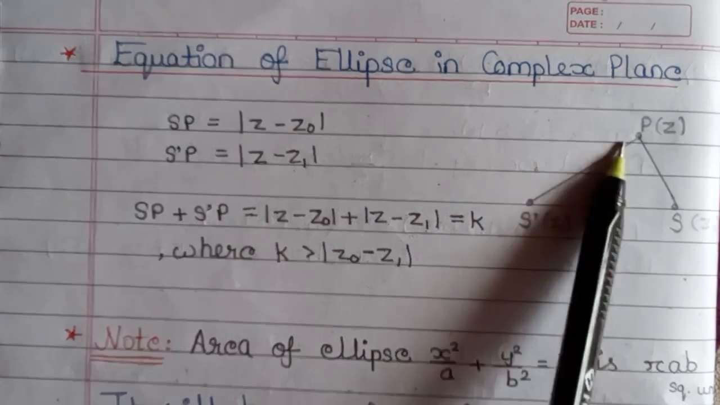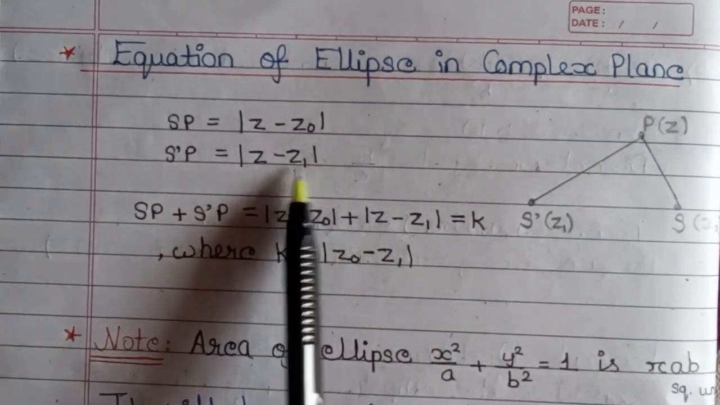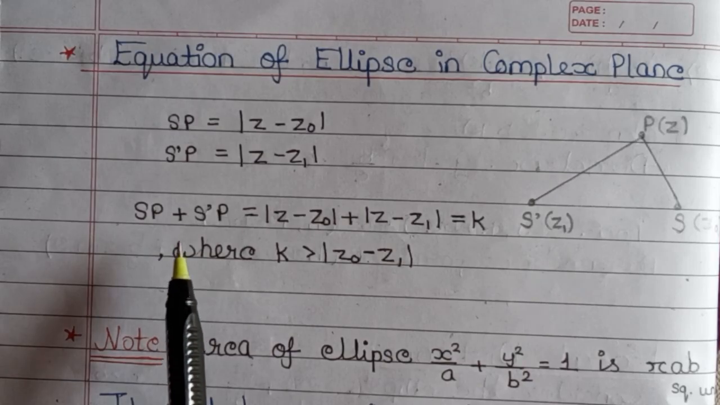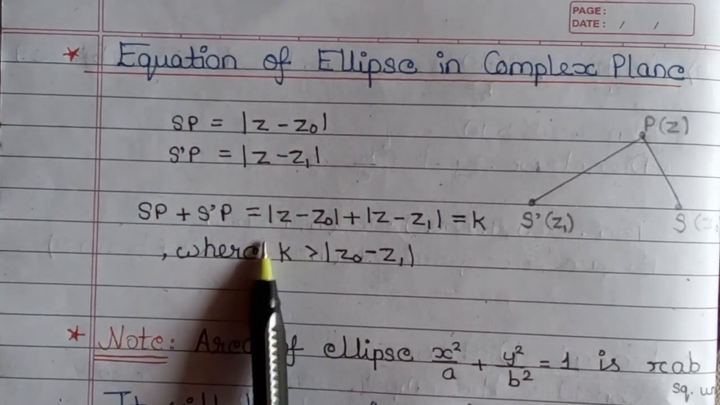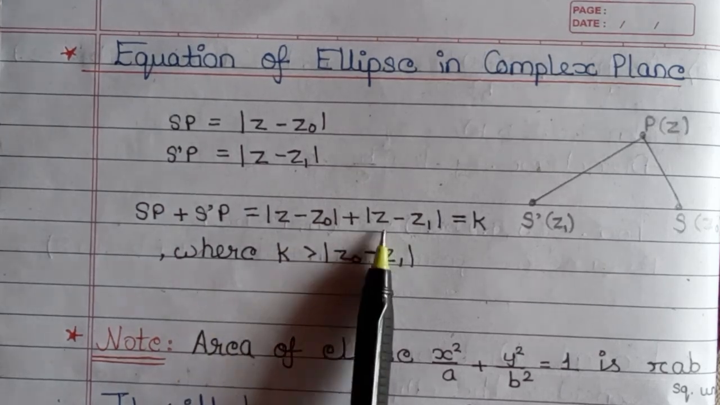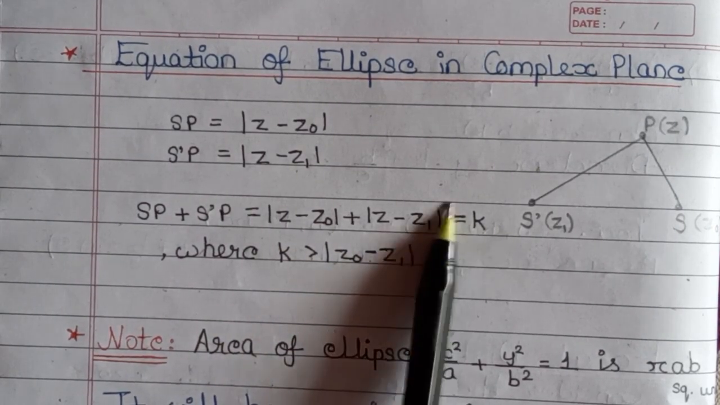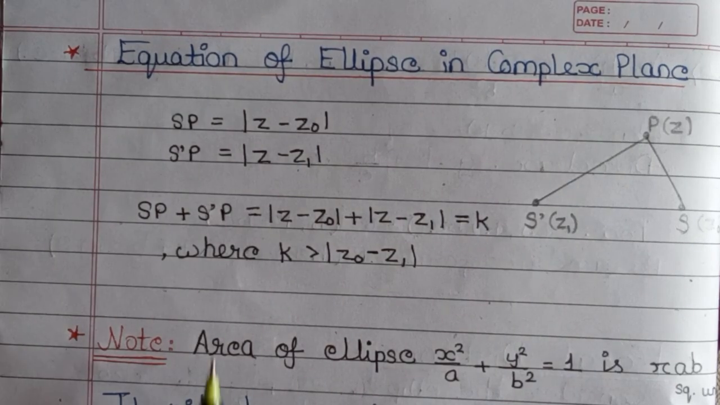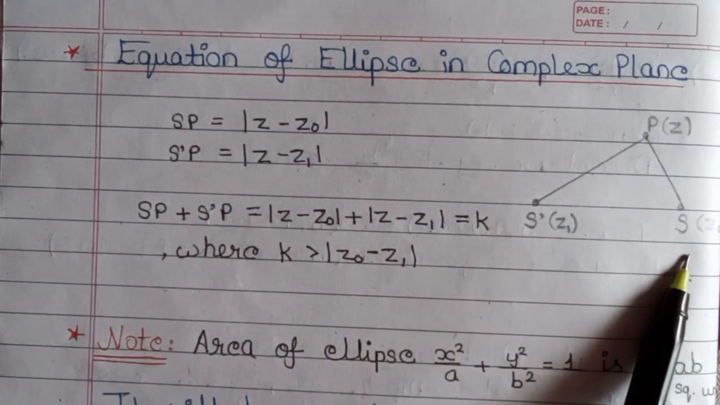So SP, the distance here, will be mod Z minus Z0 and S dash P will be mod Z minus Z1. We learned from the previous class that SP plus S dash P is equal to mod Z minus Z0 plus mod Z minus Z1, which is equal to a constant. Here it is K, where K is greater than mod Z0 minus Z1, which is the distance between the two foci.